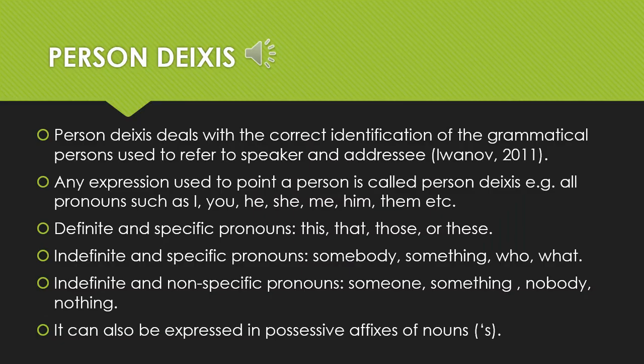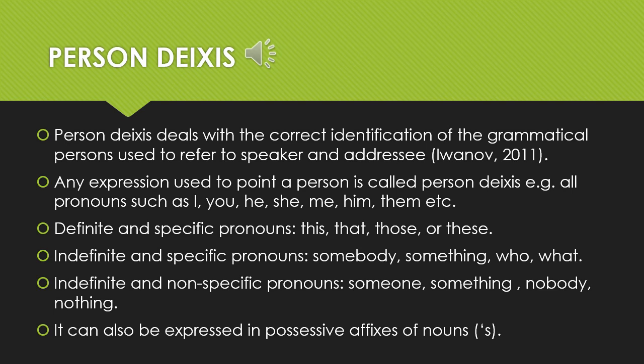The first deixis that we are going to talk about is person deixis, and it is included in the traditional deixis. It is a deictic reference to the participant role of a referent. According to Ivanov, person deixis deals with the correct identification of the grammatical persons used to refer to the speaker and the addressee.